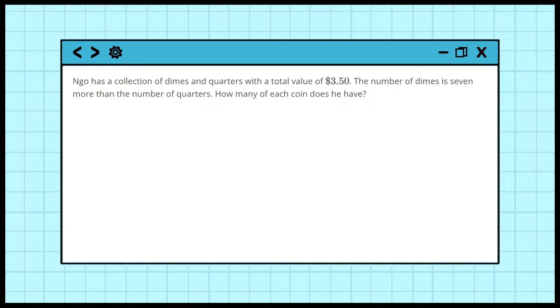So I'm actually going to start with this part right here. The number of dimes is 7 more than the number of quarters. So I have the number of dimes is, meaning equals, 7 more than means I'm adding 7, the number of quarters, which I'm going to do as Q.